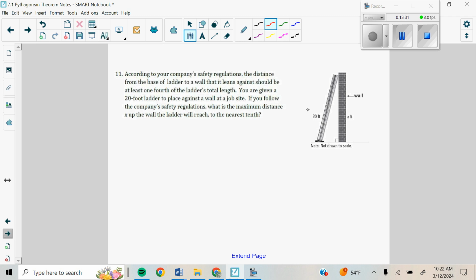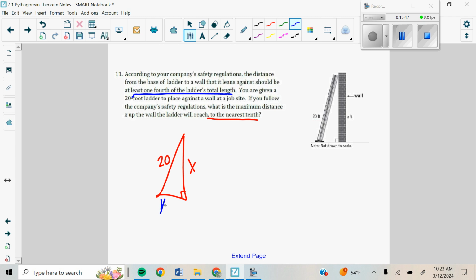So it's telling us here, we're going to put it into decimals. So I'm just going to redraw my picture. X, it's a right angle. This is 20. Now this distance on the bottom, they tell us is 1/4 the ladder's total length, which was 20. So 1/4 of 20 is 5. So we're going to use 5 and x and 20 to help us find our missing length.